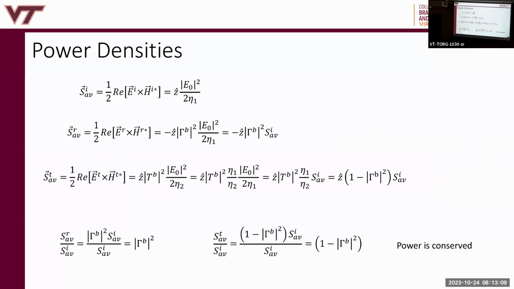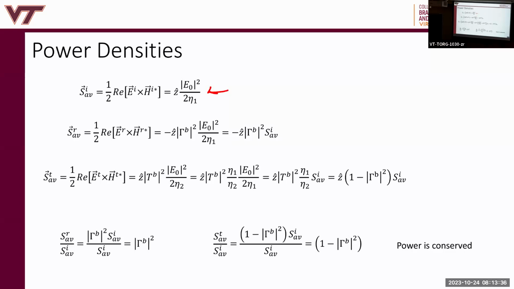So once we have the electric and magnetic fields in each of these regions, the incident electric and magnetic field, the reflected electric and magnetic field, and the transmitted electric and magnetic field, we can calculate their power densities. For the incident field, it's one half E cross H conjugate, and what we end up with is magnitude E naught squared over 2 eta 1 in the z direction, right?